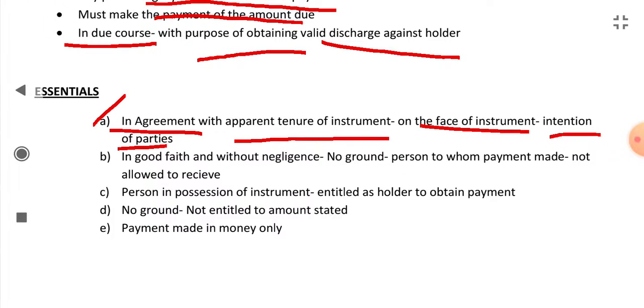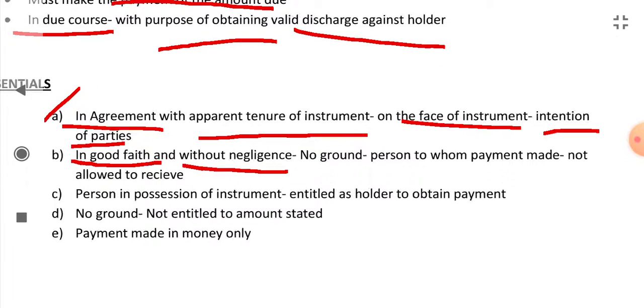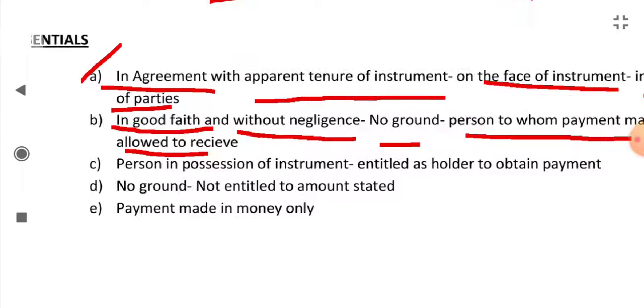Okay, the second point is he is making the payment in good faith and without negligence. He is not doing any negligence and he is making the payment honestly. There should be no ground that the person to whom payment is made was not allowed to receive it and you, the banker, made the payment. No ground should be like that.